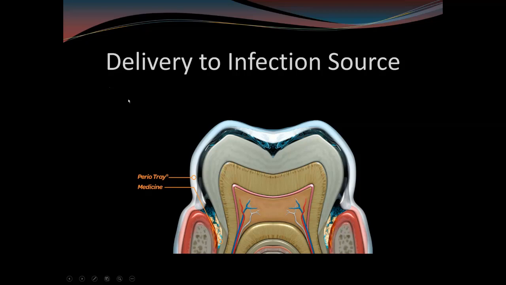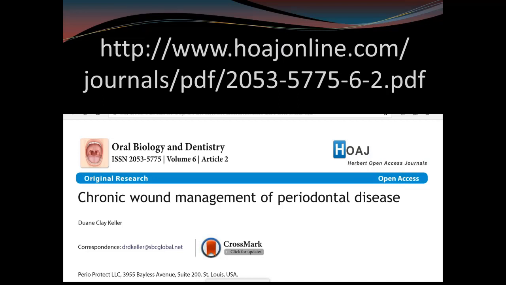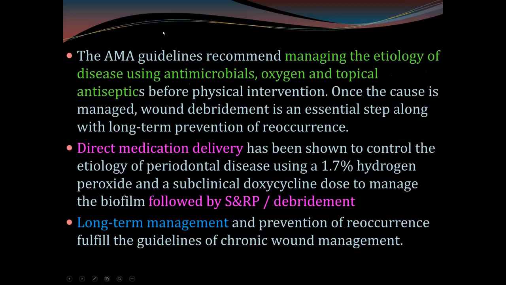Now, some of the research that has been done, chronic wound management of periodontal disease, this was back in 2017. What we were doing is we're using the AMA guidelines to manage etiology of disease. Then we're going to use a direct medication delivery, followed by scaling and root planing. The first thing we have to do is control the etiology. The second thing we do then is go in and remove the calculus, tartar, et cetera, so that you then have an opportunity for long-term management.